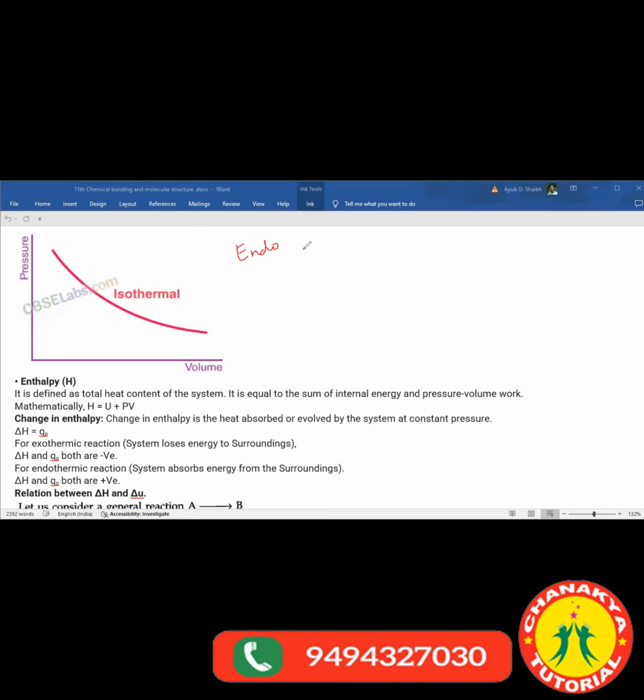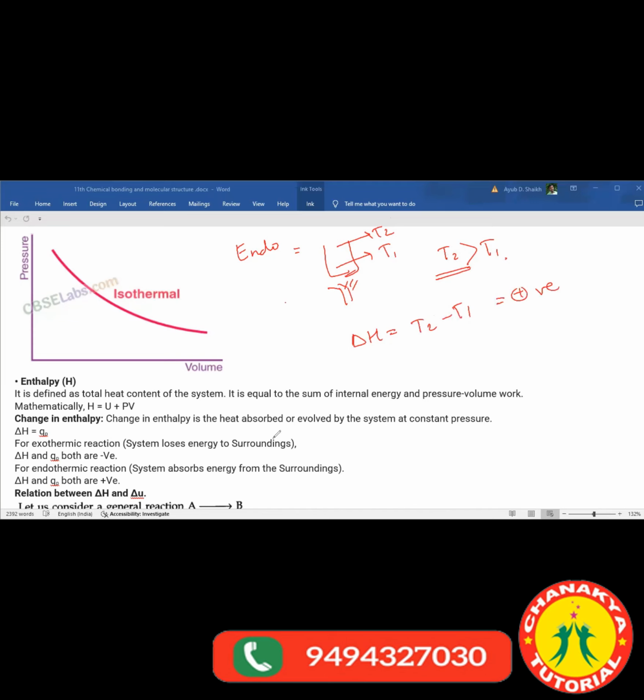See, endo means what? Your system absorbs the heat. Suppose the system has a temperature T1. In endothermic, if you heat it, after a certain time period, it becomes T2. And we know that T2 is greater than T1, right? And when you have to calculate the delta H, that is the loss of heat or gain of heat. So here in this endothermic, gain of heat has happened. So T2 minus T1. As we know that T2 is greater than T1, the value would be positive.